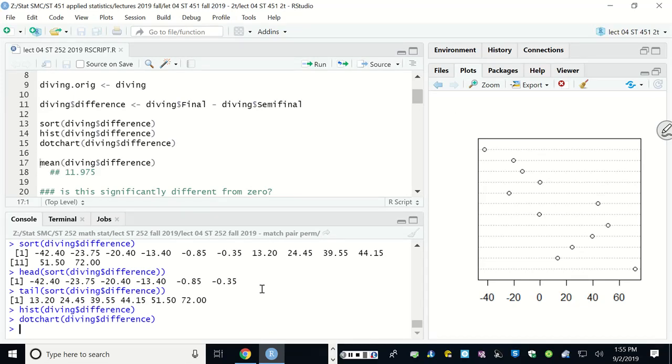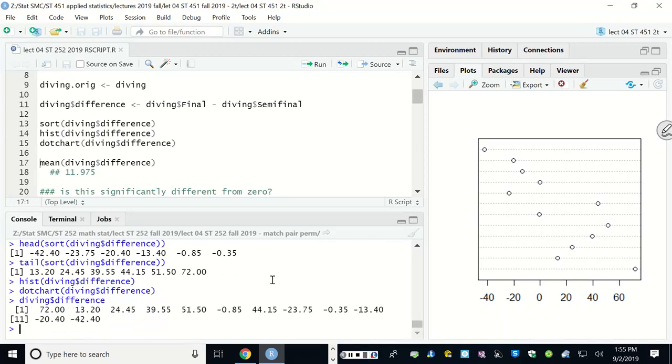So the diving differences, let's see, dollar sign difference. There. So the first one is 72, so this is the first one. And then 13.2 is about here. The last one is negative 42, so that one is the last one here. So that's for small data sets.